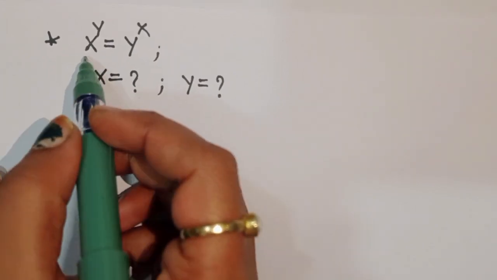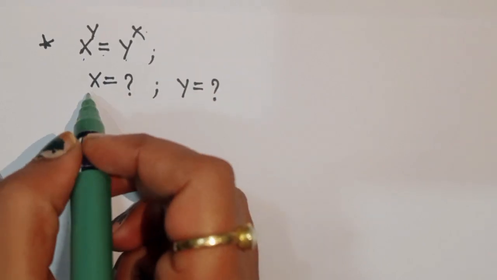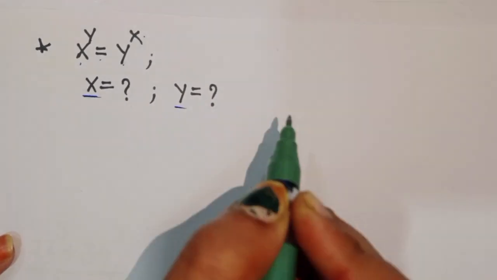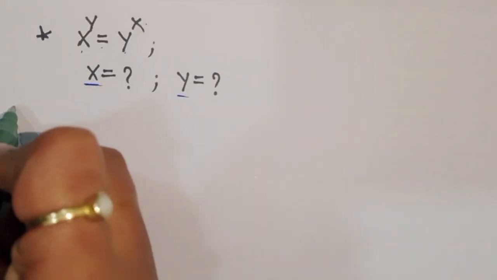Question: given x power y is equal to y power x, we have to find out the value of x and y. So how can we find out this value? Let's see the solution.